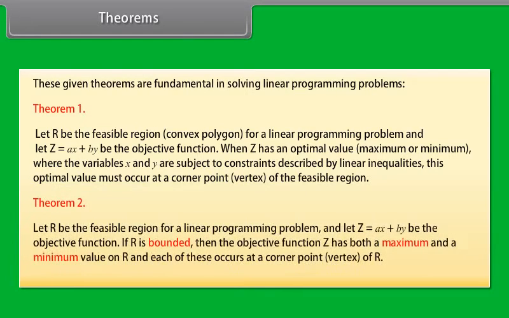Theorem 2. Let R be the feasible region for a linear programming problem and let z equals ax plus by be the objective function. If R is bounded, then the objective function z has both a maximum and a minimum value on R, and each of these occurs at a corner point (vertex) of R. Corner point method.